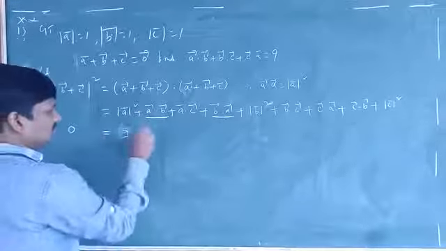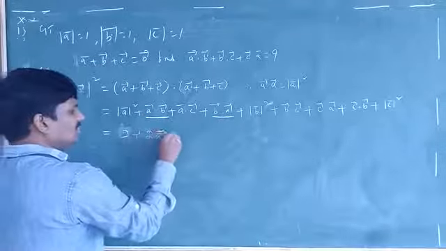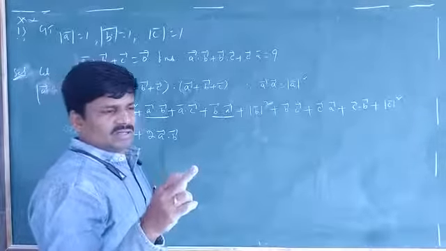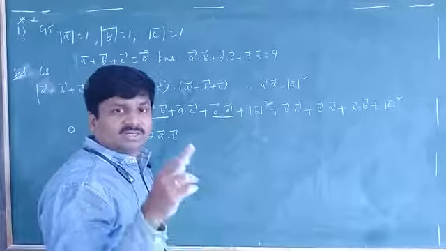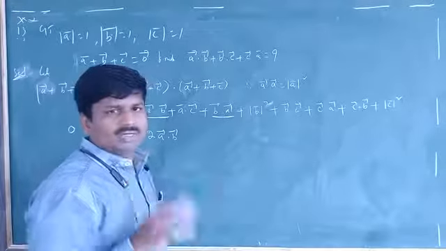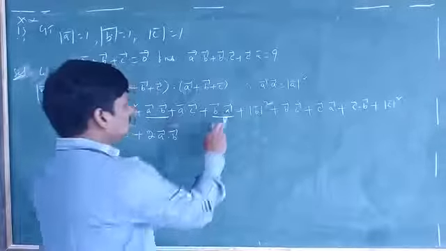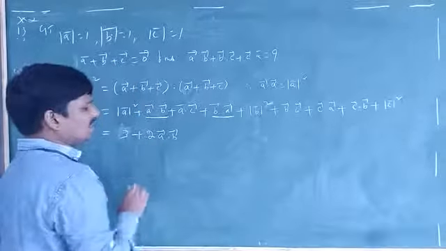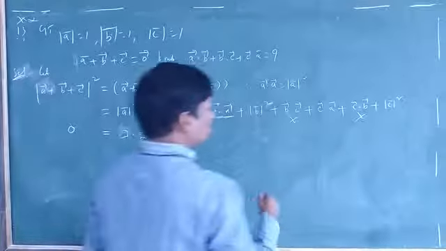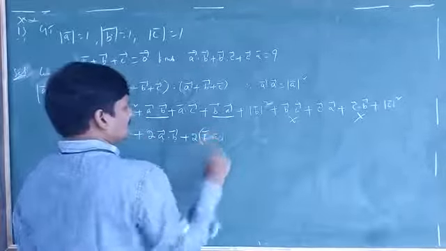Plus A bar plus B bar plus A bar, same. That means 2 times A bar dot B bar. Why? Because vector dot product satisfies the commutative law. Commutative law means A bar dot B bar is equal to B bar dot A bar. Both are equal, so these two values are the same. So 2 into A bar dot B bar, plus here also B bar dot C bar and C bar dot B bar both are same. So 2 into B bar dot C bar.